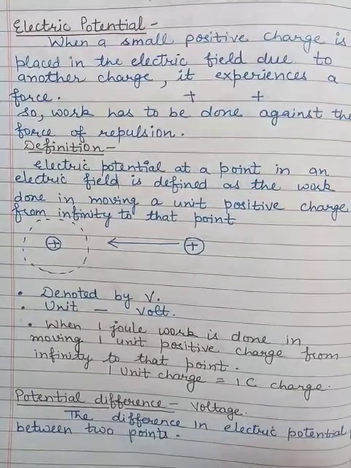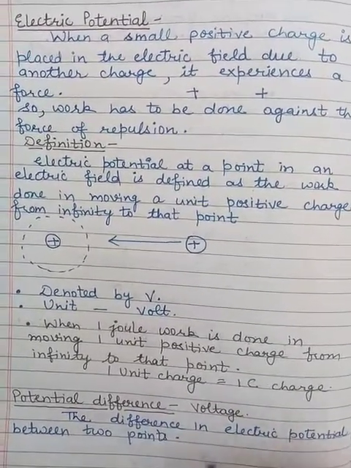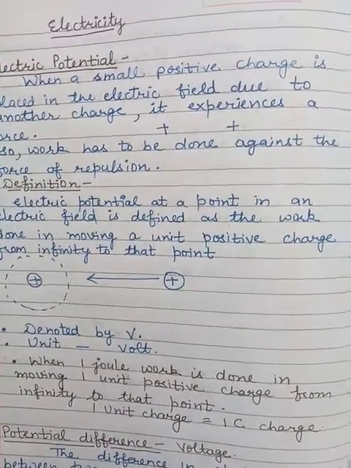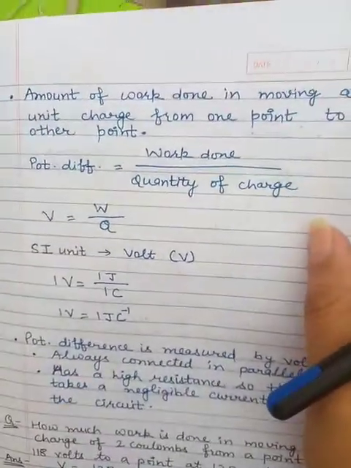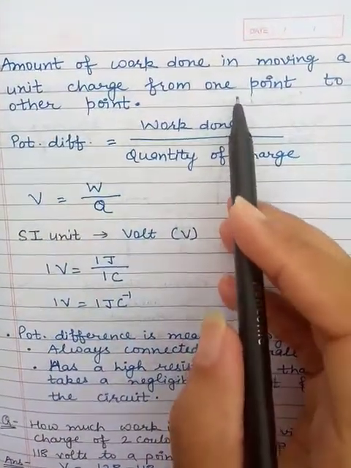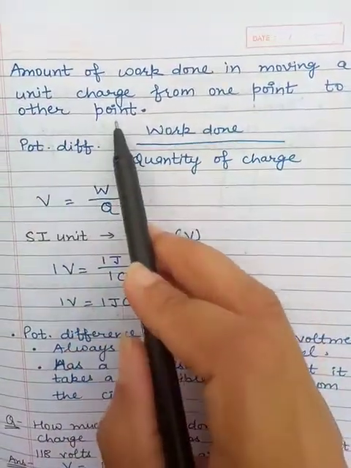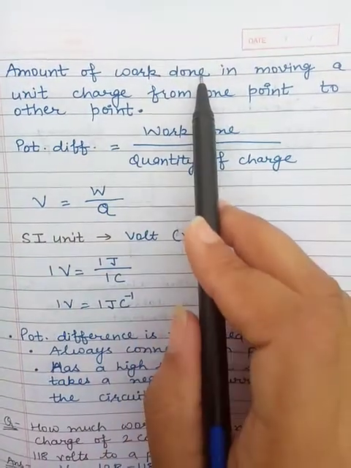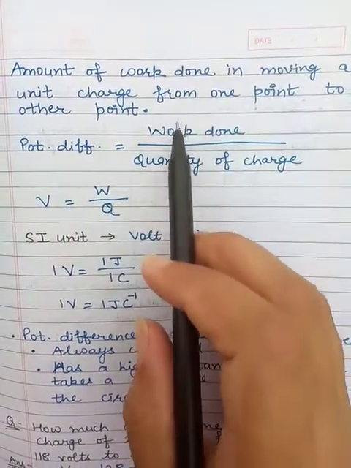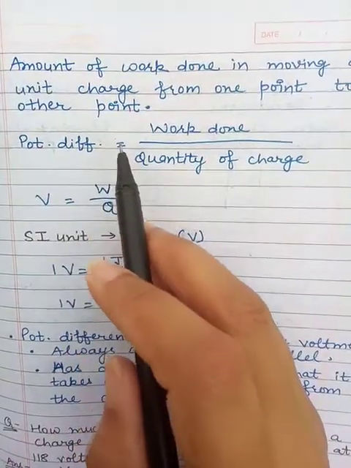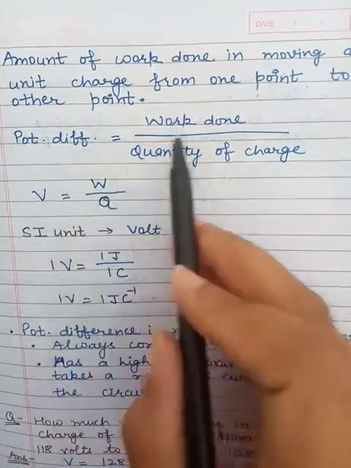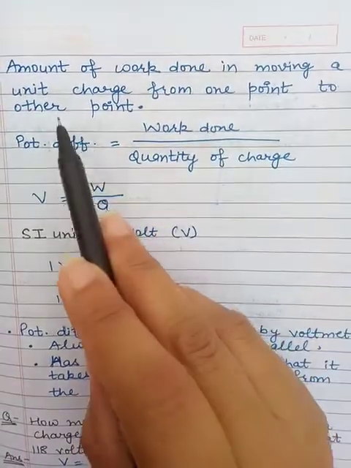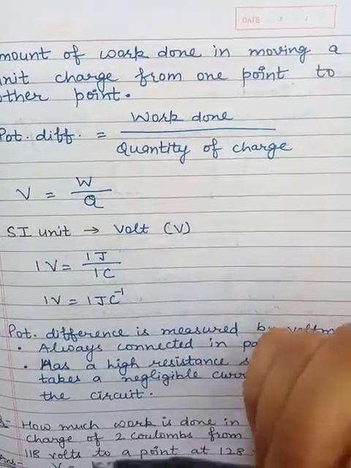Now this is the potential difference, meaning the difference in the electric potentials between 2 points, between 2 charges. This is the amount of work done in moving a unit charge from one point to another point. एक पॉइंट से दूसरे पॉइंट पर ले जाने के लिए जितना वर्क डन करना पड़ेगा, that is the electric potential, और we can say potential difference. So the potential difference is equal to work done upon the quantity of charge. कितना चार्ज हमें एक पॉइंट से दूसरे पॉइंट पर लेकर जाना है, that is the potential difference.